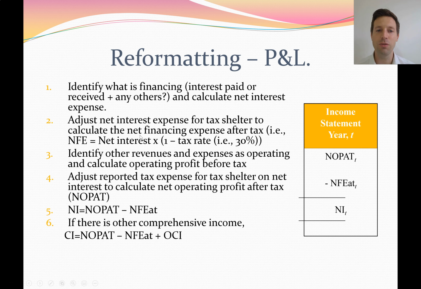So we're going to calculate from step 1 our net financing expense. Then we're going to reduce that amount by the tax shield to calculate a net financing expense after tax. Then step 3, all the other revenues and expenses are going to be operating activities, and we're going to calculate our operating profit before tax. We then have to minus off the tax expense the business has, plus the tax shelter, to get net operating profit after tax. Finally, we then see that our net income or our net profit is still equal to NOPAT minus NFE-AT. It's the same net profit figure as before we reformatted.